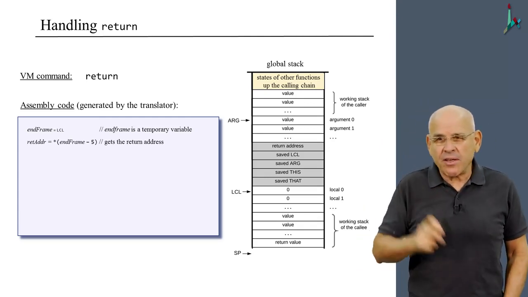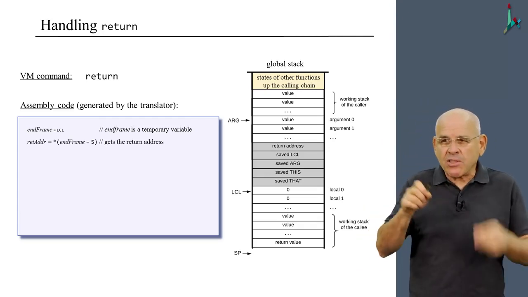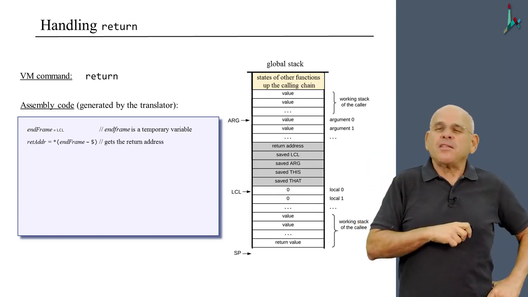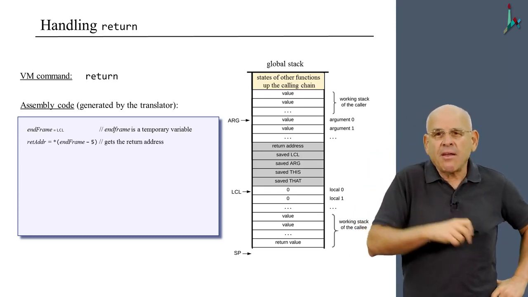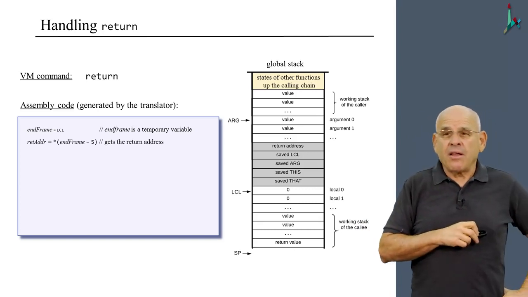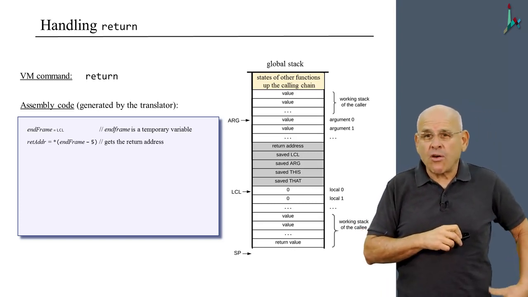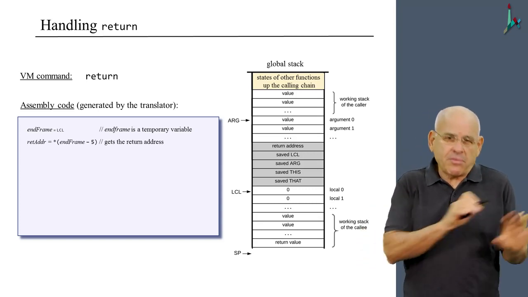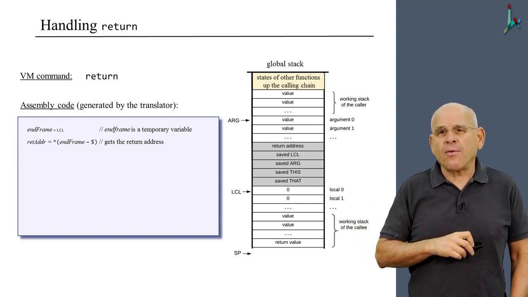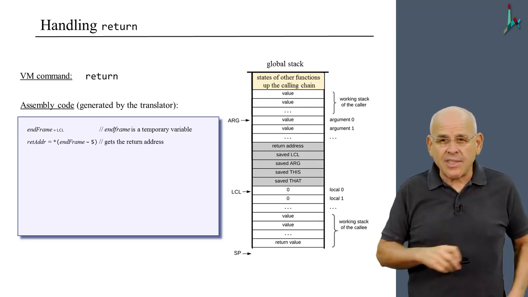The address of the return address. Now I need the asterisk because I want to look inside this word, and this is how I get the return address, and I put it in yet another temporary variable, which I call RET-ADDR, return address, and I sort of put it aside for now. And I have to do all these things in assembly, right?